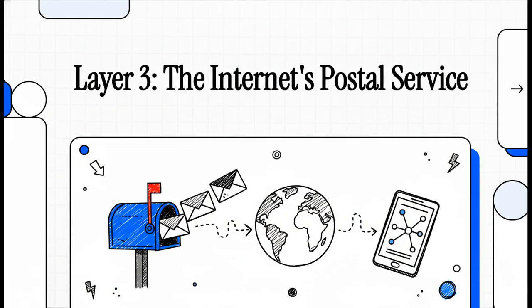All right, welcome back. Last time, we talked all about Layer 2, which is kind of like the local neighborhood of networking. But what happens when you need to send a message not just down the street, but across the globe? Well, that's where Layer 3 comes in. Think of it as the internet's global postal service. It's the reason we can have a truly worldwide web. So, let's get right into it.